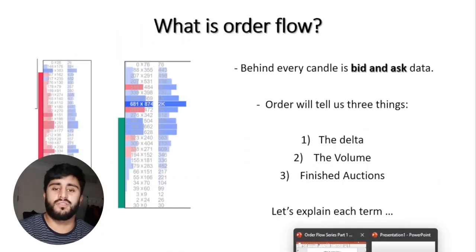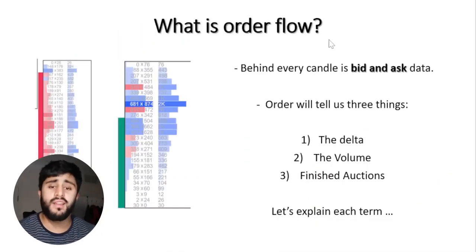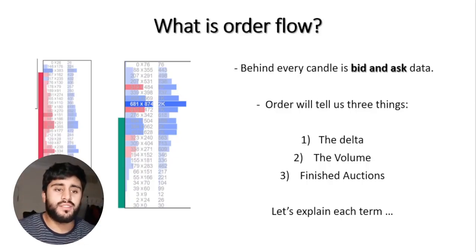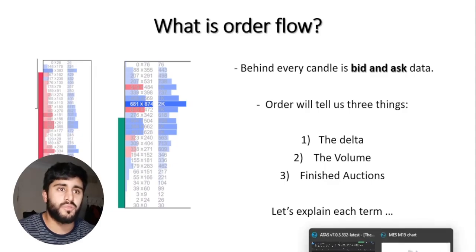Delta is the bid and the ask. So I want traders to understand that the market is an auction, right? The market is an auction. All the numbers you see are simply buyers and sellers. So let's break down a few candles as we speak.